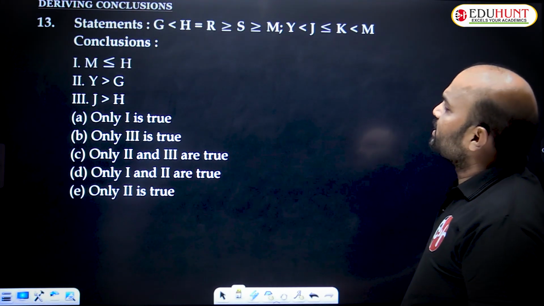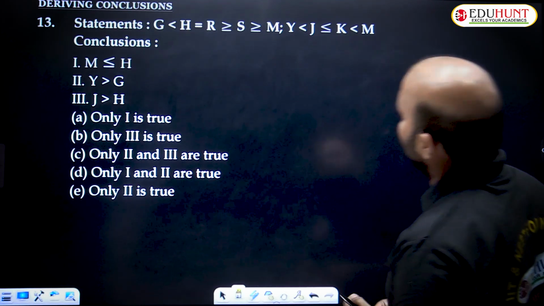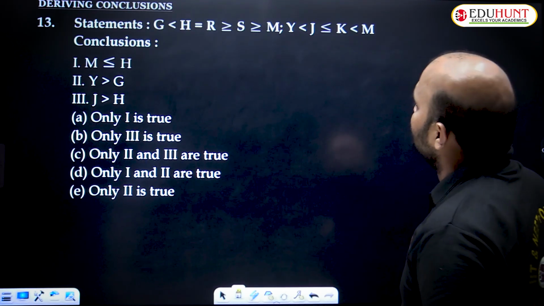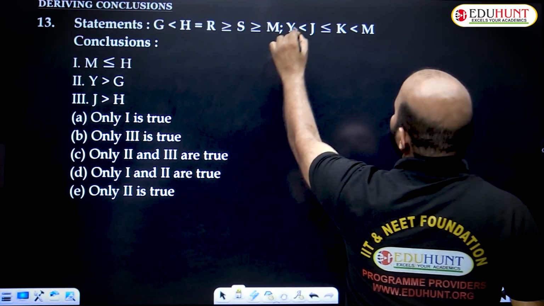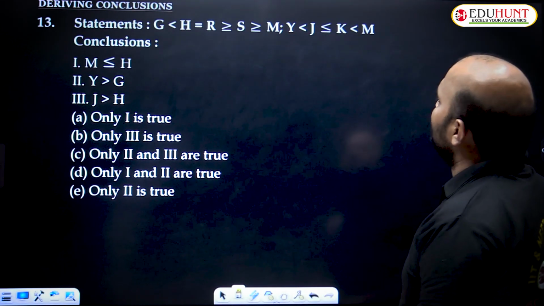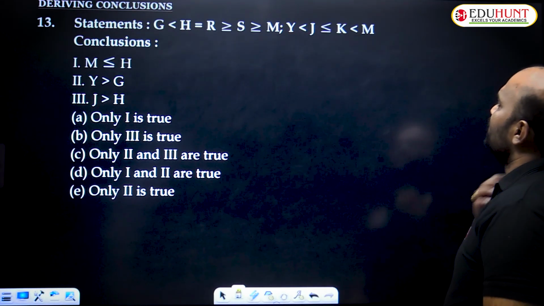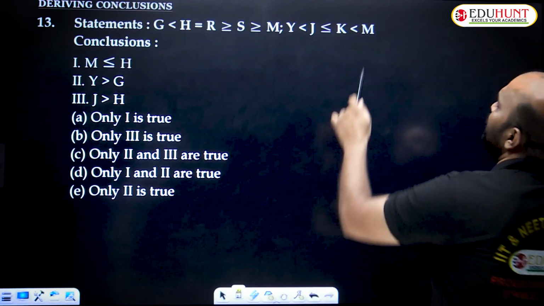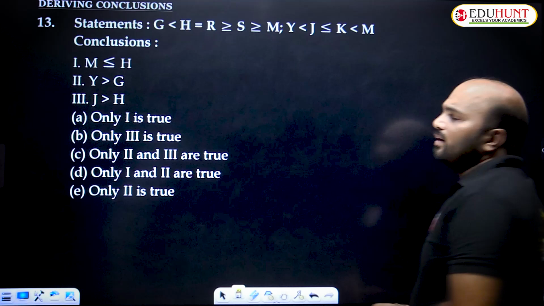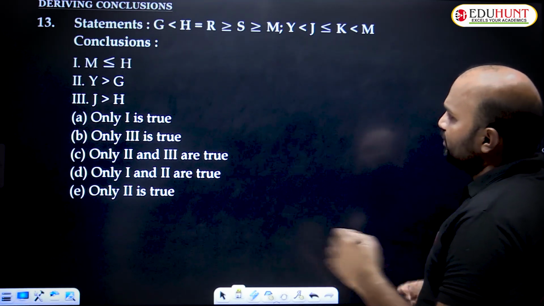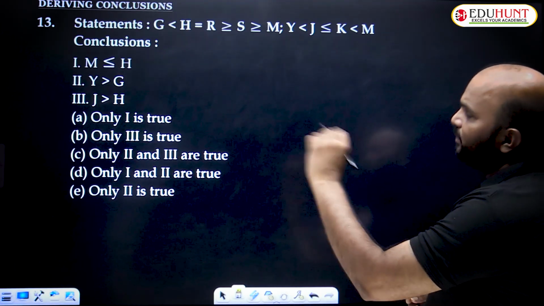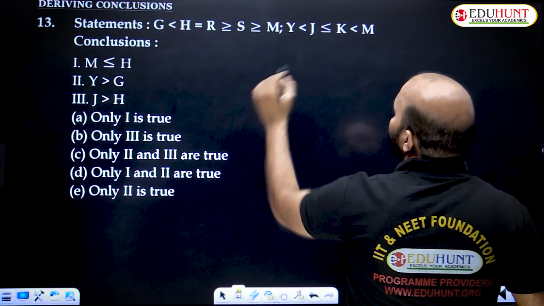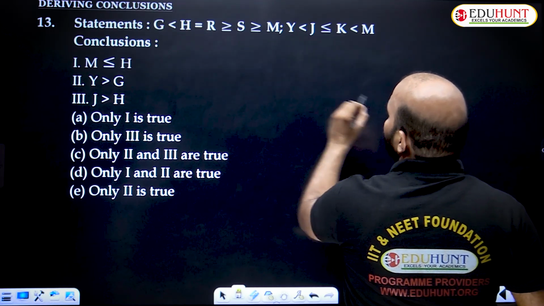Given statements: G is less than H equals R, R is greater than or equal to S, S is greater than or equal to M; semicolon. Second statement, Y is less than J, J is less than or equal to K, K is less than M. By using the two statements, firstly a single statement can be written. Only two statements are given. So how are we going to write the single statement?